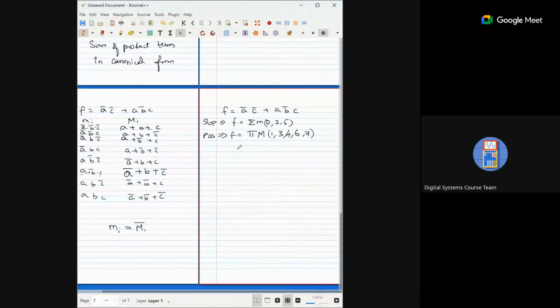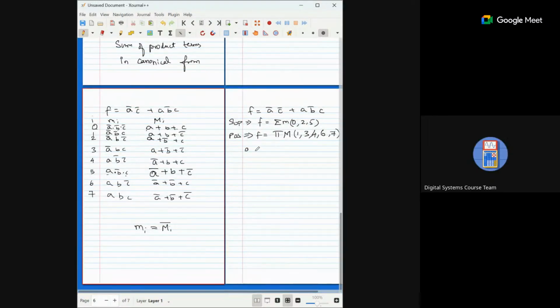So let's write what M1 is. M1 is A bar, B bar, C. The max terms: A plus B plus C bar. M3 is A plus B bar plus C bar, and M4 is A bar plus B plus C, and M6 is A bar plus B bar plus C, and M7 is A bar plus B bar plus C bar.